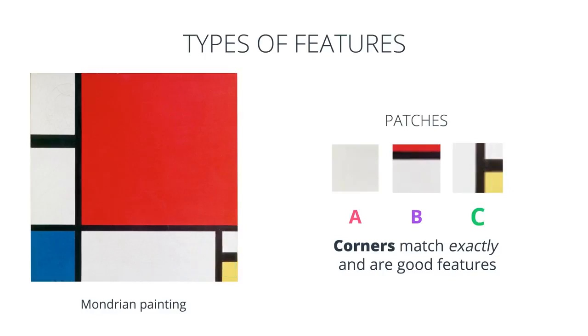Next, let's see a more complex example of where corners are useful for identifying points on an object and get some practice coding a corner detector.